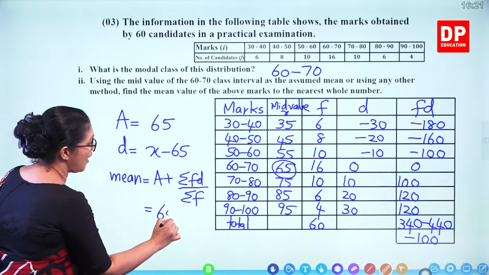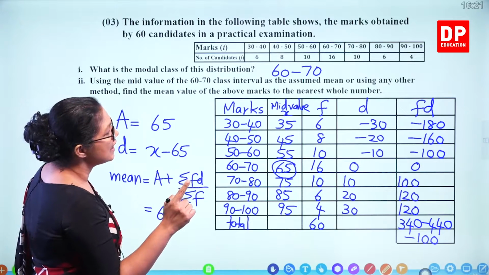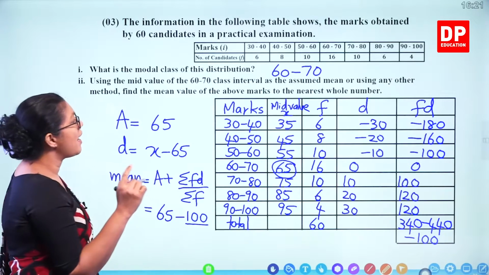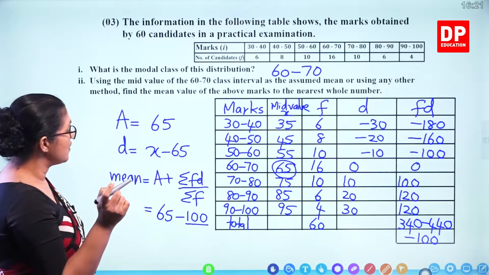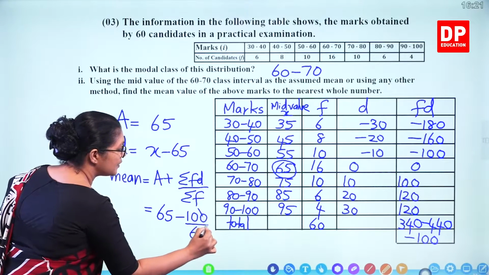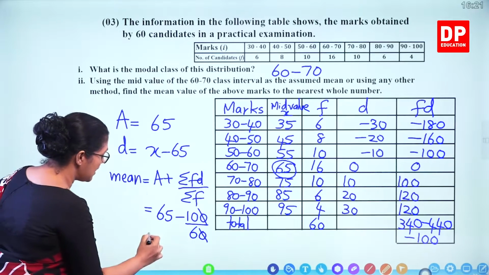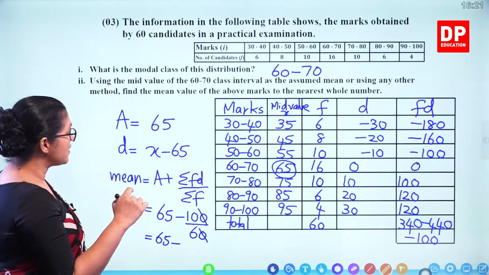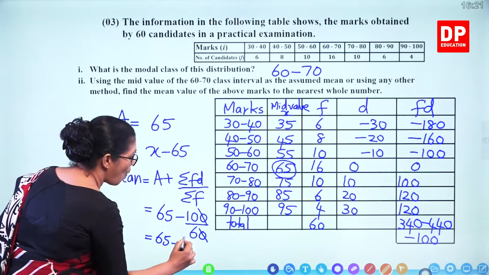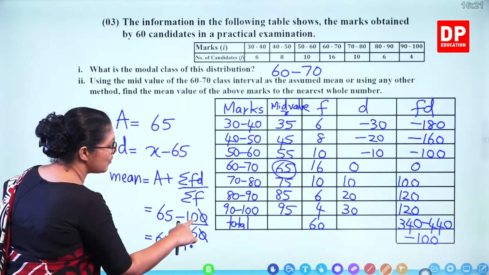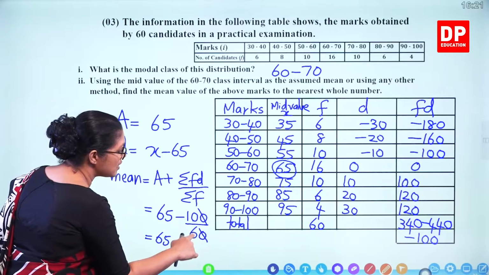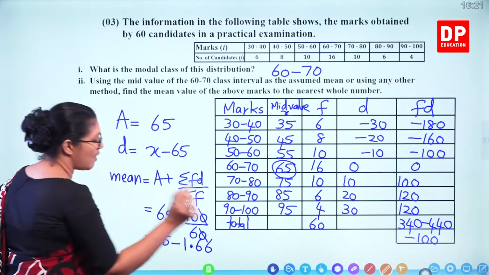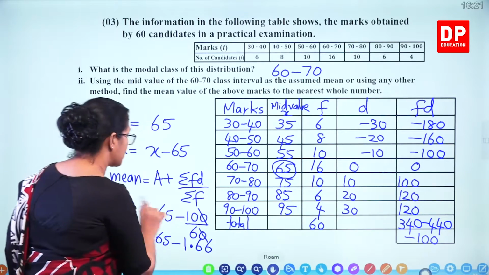Assumed mean is 65 and FD minus 100. Divide by sigma F, total frequency. So that's 60. 0 get cancelled out. So this is 65 minus 10 over 6, roughly how much? 1. And you get 6 for 40. 6 times 6, 36 for 46. So 1.66 like that. So what's the value?